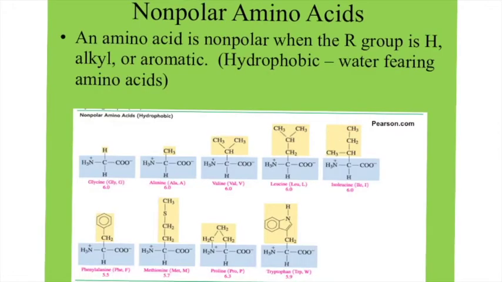Okay, so this lists all your nonpolar amino acids. Okay, so you have H as an R group, CH3, you have your valine, your leucine, your isoleucine, your phenylalanine, methionine, proline, and tryptophan. So those are all your nonpolar amino acids. Again, you should know, I'm not going to make you memorize all of the structures because your tests are multiple choice, but you should know which amino acids are nonpolar.